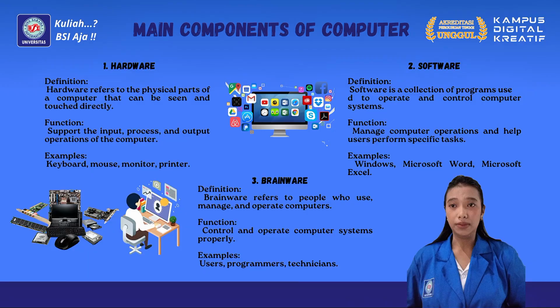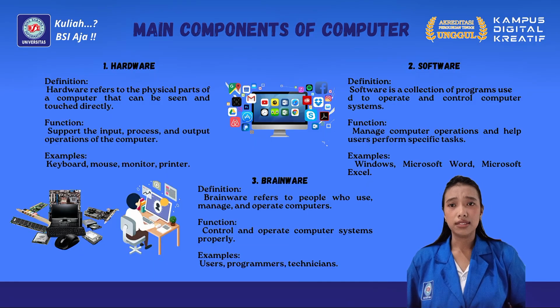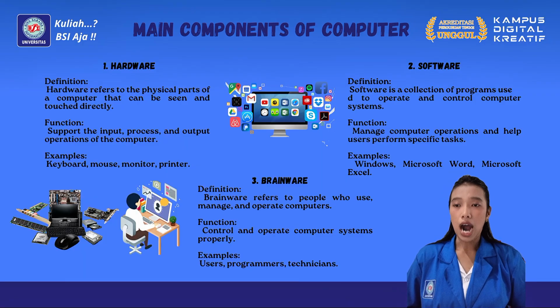A computer system has three main components: hardware, software, and brainware. First is hardware. Hardware refers to the physical parts of a computer that can be seen and touched directly, such as keyboard, mouse, monitor, and printer. Second is software. Software is a collection of programs used to operate and control computer systems. Examples are Windows, Microsoft Word, and Microsoft Excel.